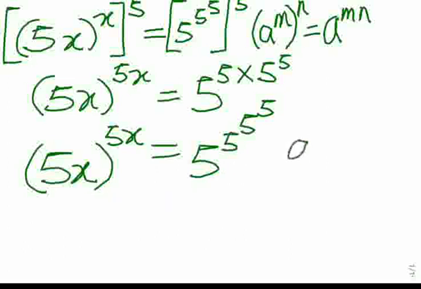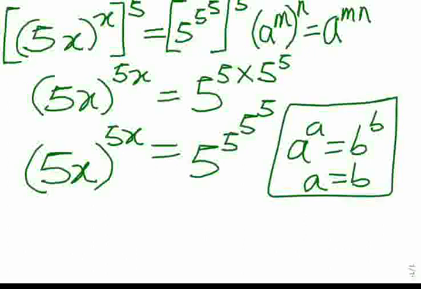Now let's remember this rule: if a raised to power a is the same thing as b raised to power b, the bases are the same, the powers are the same, it means that a will be equal to b. So from here, this will be equated to 5 raised to power 5, while the 5x will also be equated to 5 raised to power 5. We can take any one. So taking one of them, 5x equals 5 raised to power 5.